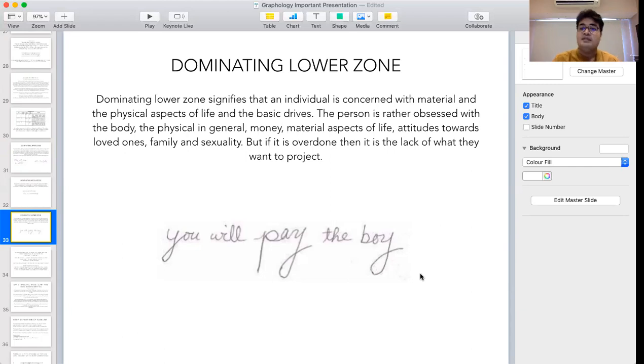Someone obsessed with money, sex, and sports, you check the lower zone. So this is a basic interpretation that I have shared with you.